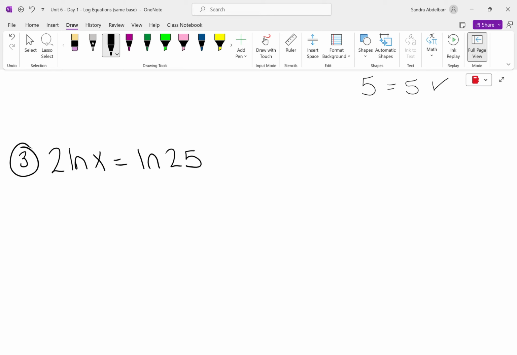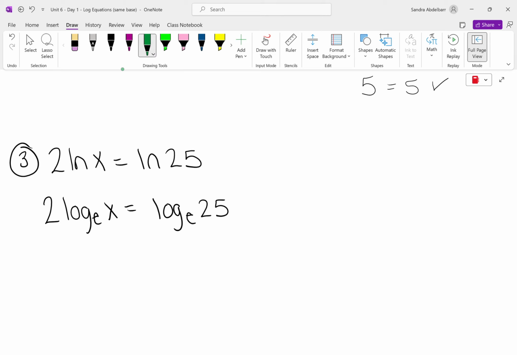We don't let ln scare us. What is ln? Log base e. If it helps, you write log base e, if that makes you feel better. Is this log equals number or log equals log? Log equals log. So when we have log equals log, we condense it down to 1 log on each side, and then we set the arguments equal. We are already down to 1 log on each side.